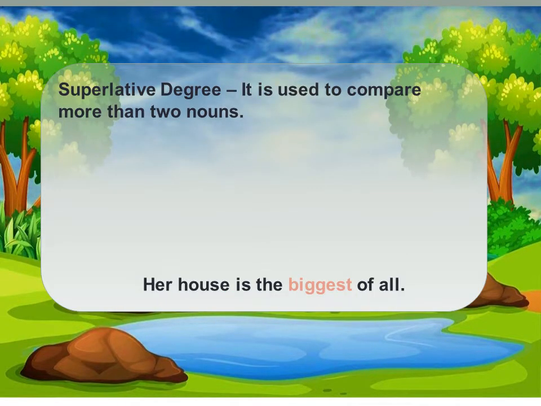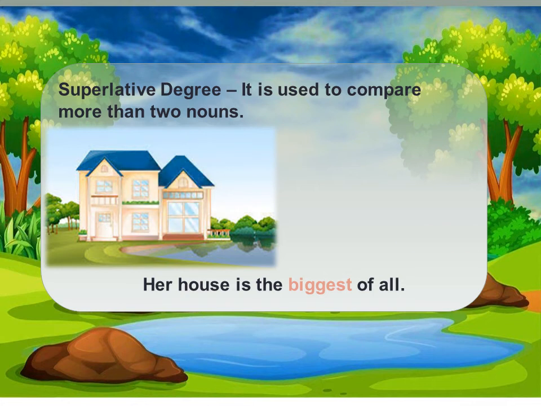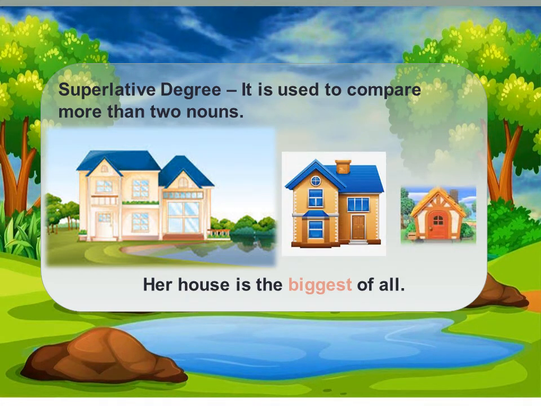Superlative degree. It is used to compare more than two nouns, when we are comparing overall. For example, her house is the biggest of all. So here we are comparing her house with all the houses.